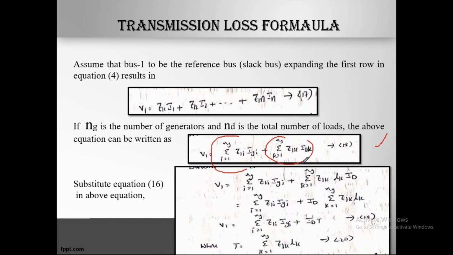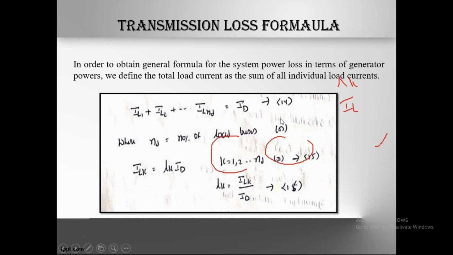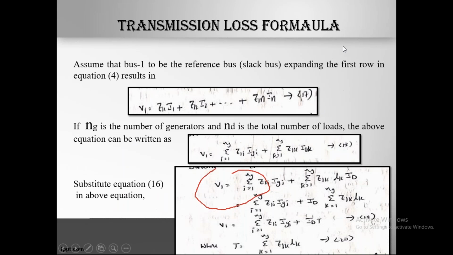If we expand this equation by substituting ILK equals to, so we have the equation, right? This is equation 16, which we substituted in the previous one. From this equation I substitute this one in here. Instead of ILK, I substituted LK into ID. Now our aim is to find the total load current, that is, how much current is required at minimum after the losses happen.